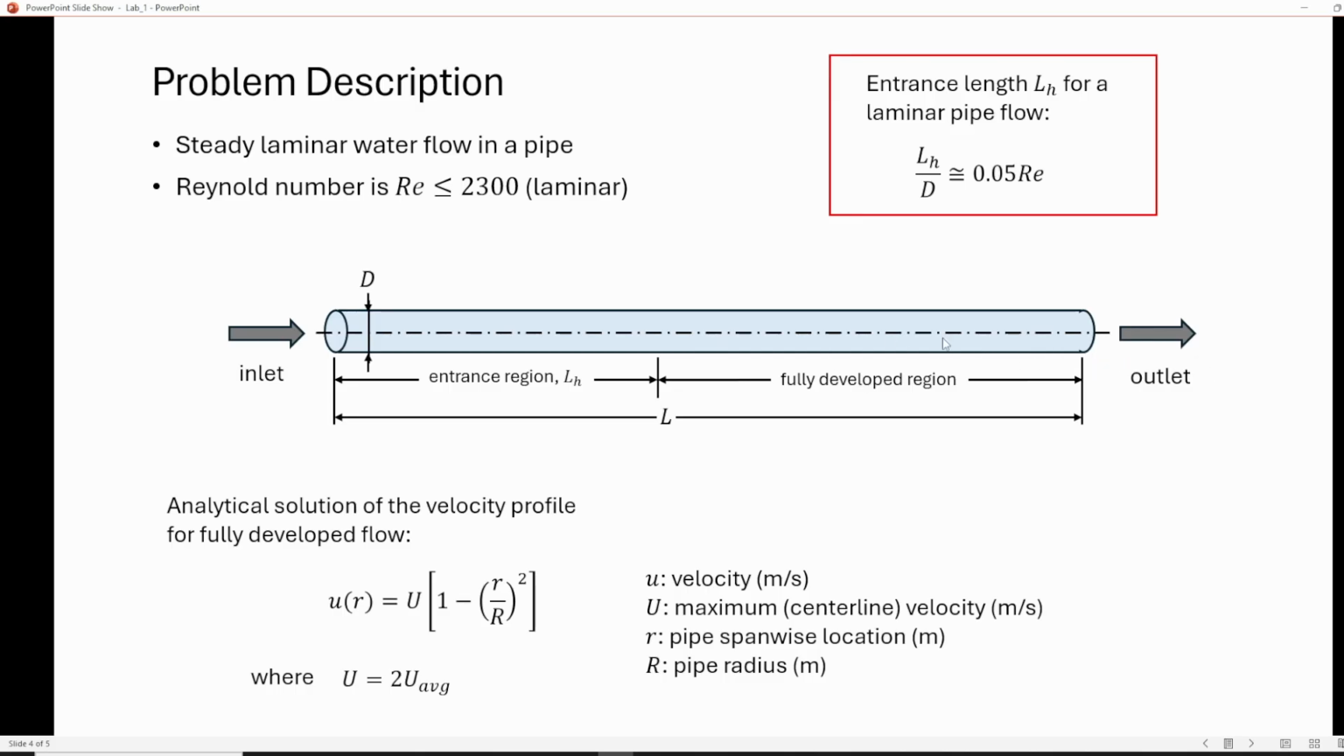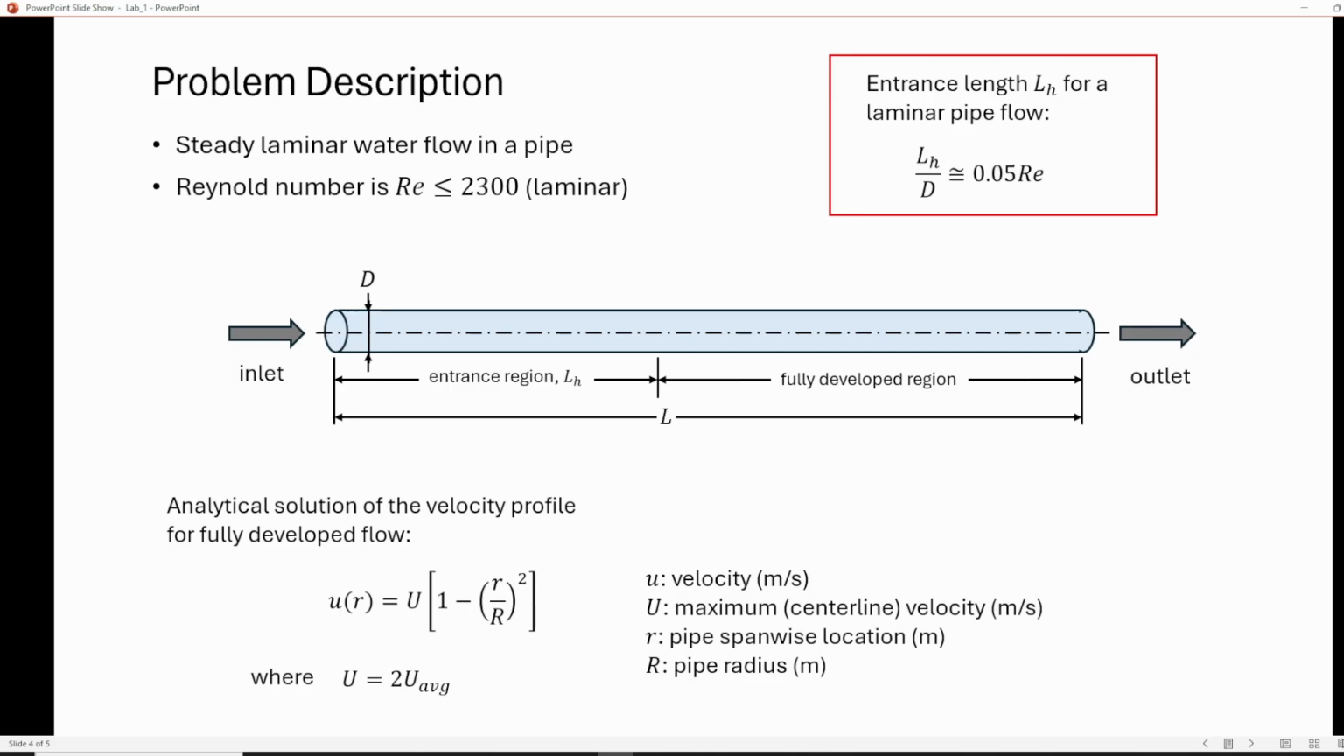If you assume that this is the x direction, an analytical solution of the velocity profile for fully developed flow is given by this equation. So we will perform a simulation for this pipe, and we'll compare the result of the simulation to this analytical solution and see how different they are.